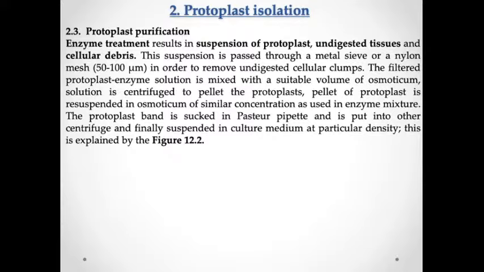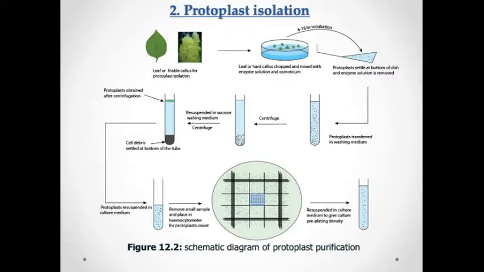This diagram, figure 12.2, shows how the protoplast purification is done. First you take a leaf or friable callus for protoplast isolation. The leaf or the callus is chopped into small parts and mixed with the enzyme solution and the osmoticum. We add the osmoticum that we have discussed, like mannitol or sorbitol, and also enzyme solutions like cellulase, hemicellulase, and pectinase, and then we incubate for 16 to 18 hours.